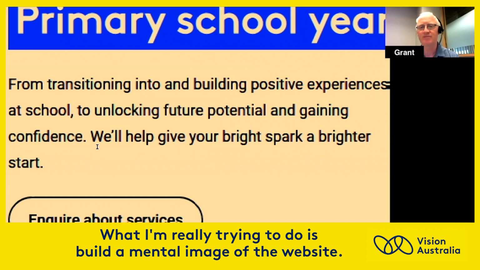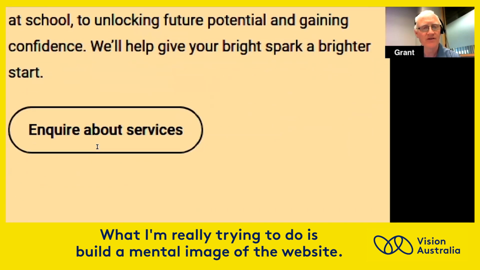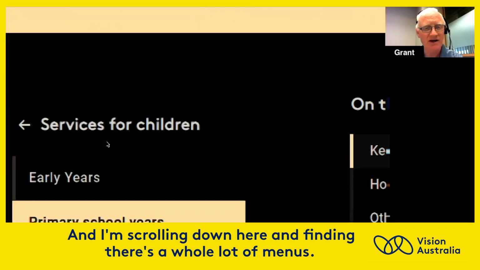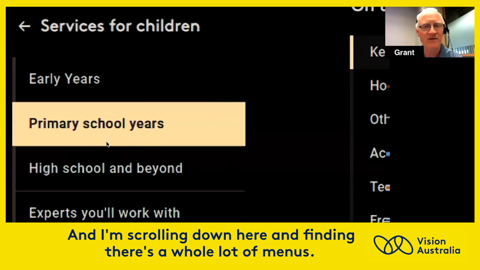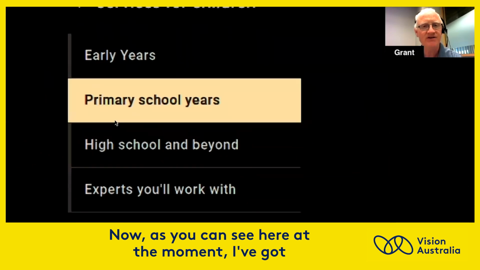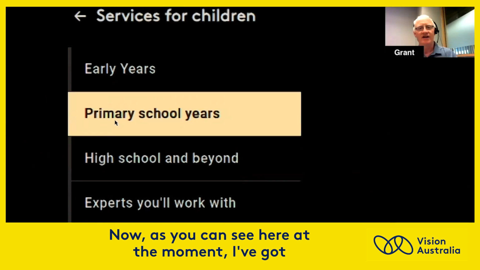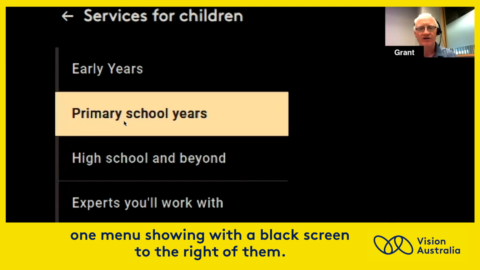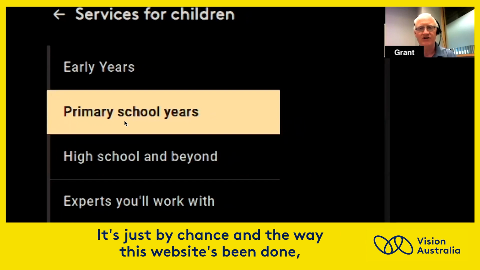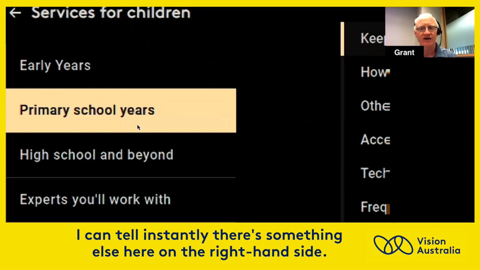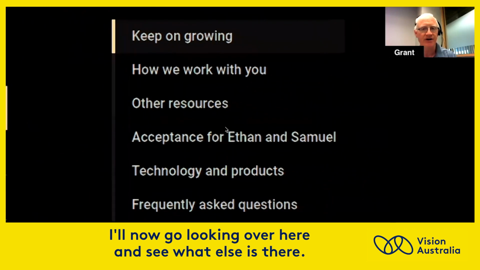So what I'm really trying to do is build a mental image of the website. I can see there's a button there about some more services, and I'm scrolling down here and finding there's a whole lot of menus. Now, as you can see here at the moment, I've got one menu showing with black screen to the right of them. So it's just by chance in the way this website's been done, I can tell instantly there's something else here on the right hand side. So I'll now go looking over here and see what else is there.